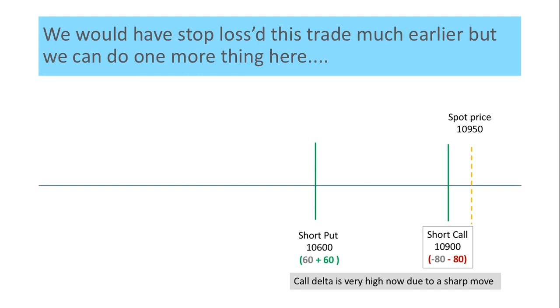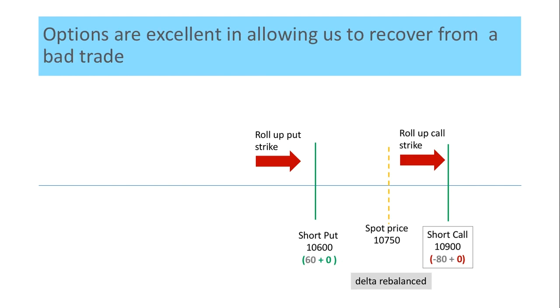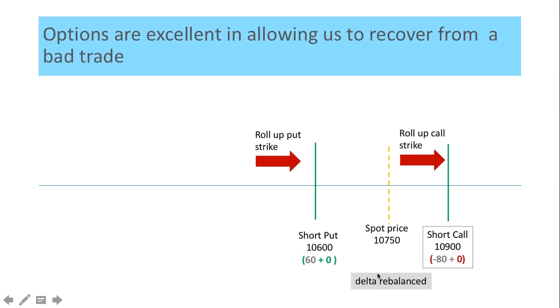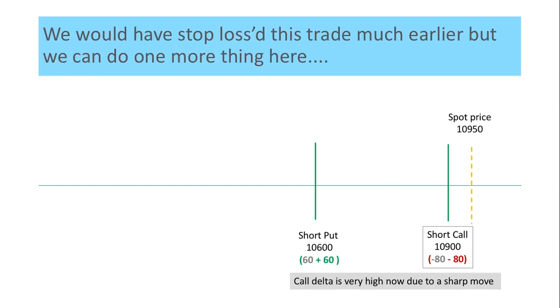What we are seeing here is that, compared to yesterday, I'm making an additional loss of 80 bucks on the short call, whereas my put has gained only 60 bucks. So my net PNL moves down from minus 20 to minus 40. I have a cumulative loss of 160 on the call side, and a total gain of 120 on the put side. So my net PNL is now minus 40 because of the sharp upward move of the spot price. Now the call delta is very high and the put delta is a lot weaker. So what can we do at this point to readjust this trade?